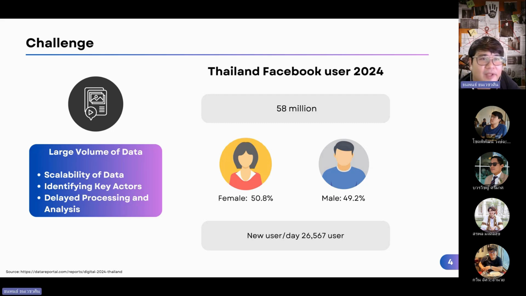With so much activity, there are three main challenges we face. One, scalability of data. As data grows, the number of moderators remains the same, making it harder to manage effectively. Two, identifying key actors. A large dataset comes with a lot of noise, making it difficult to pinpoint the key players spreading gambling content. Three, delayed processing and analysis. Information spreads quickly, but slow processing makes it hard to prevent harmful activity in time. That's why we need advanced tools like social network analysis to manage the data effectively, identify key actors, and detect this illegal activity.